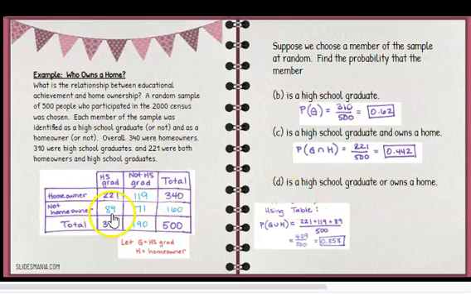So I have to include that 89 right there. So I'm really looking at these three right here. I have to add those three and divide by the table total to get 0.858.